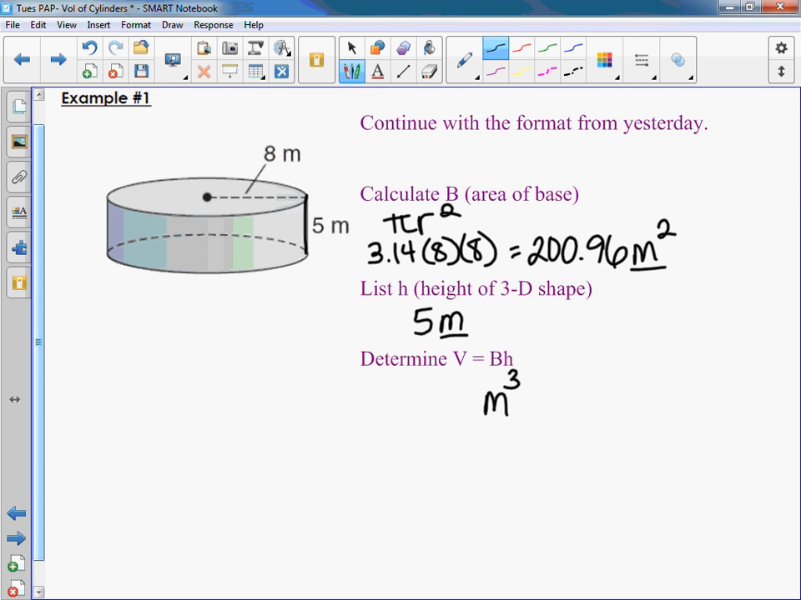So to find the volume, we need to multiply 200.96 times 5 and figure out what that equals. So that's going to be 1004.8, and again, that's meters cubed.